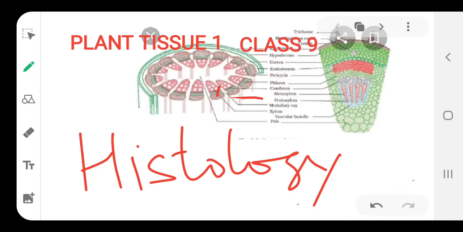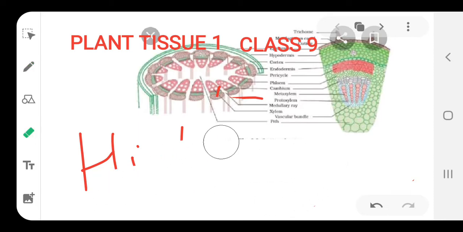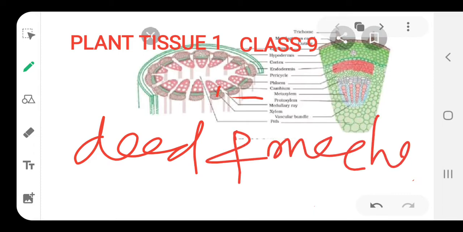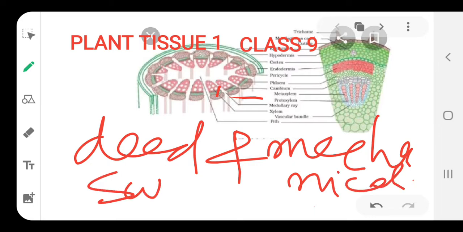Since we are going to study plant tissue today: plant tissues are generally dead, and they provide mechanical support to the plant body.